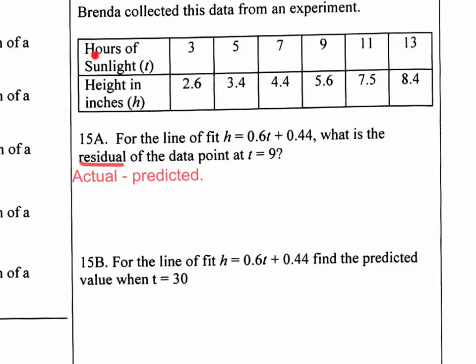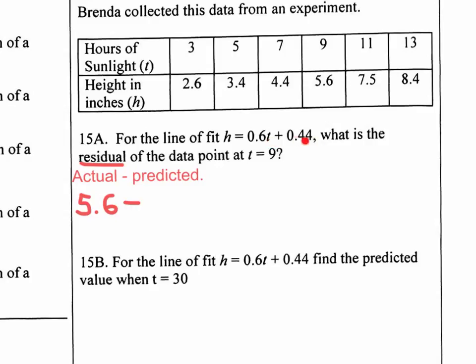The top is the hours of sunlight, the T, and the bottom is height in inches. So maybe it's about a plant. But anyways, at 9 hours, this thing grew 5.6 inches. So the actual data at 9 hours is 5.6. And we need to subtract the predicted value. And the predicted value is a little bit more difficult to find, because how do we predict values?